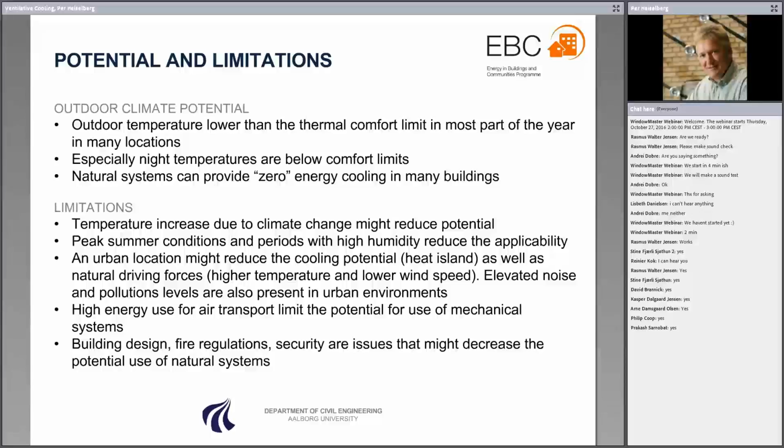If we look into mechanical systems, of course the energy used for air transport limits the potential, so you might save energy on cooling, but if you use a similar amount of energy for air transport, then in total you have not saved very much. So for mechanical systems, it's important to have low energy use for air transport to make ventilative cooling successful. And for the natural systems, we have the same challenges as for natural ventilation, that the building design and the different fire regulations and security issues and so on are also decreasing the potential for ventilative cooling.